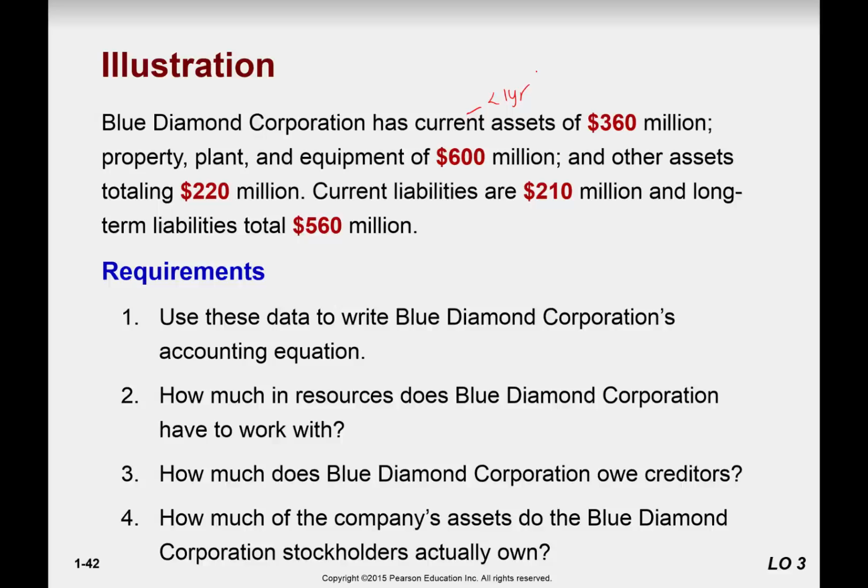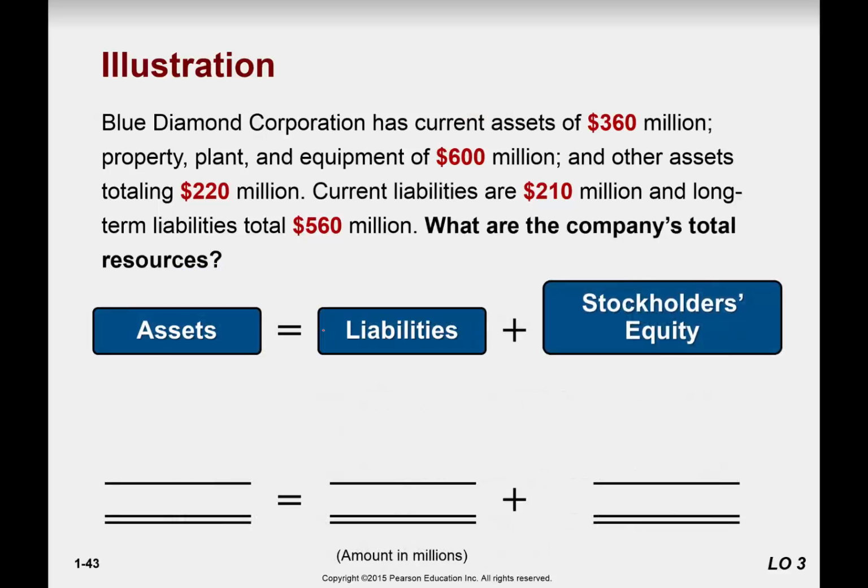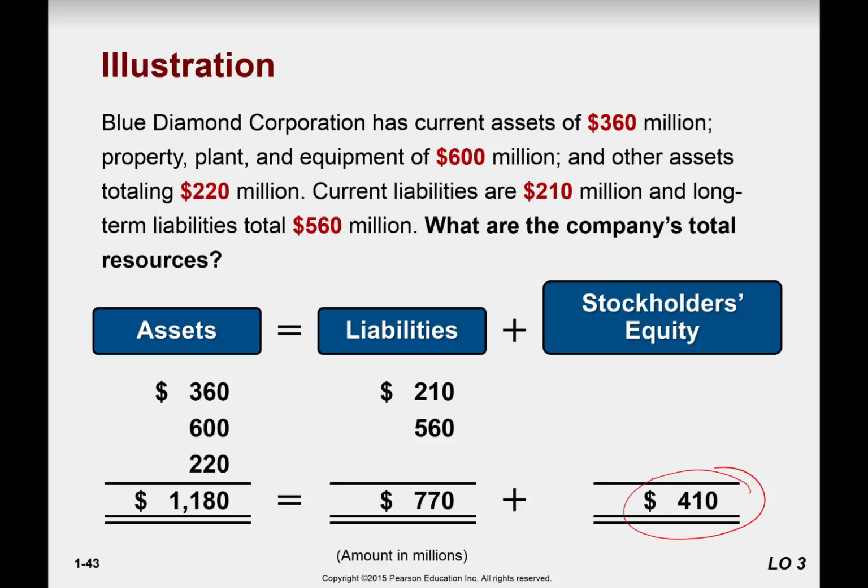So now as we use this data to write the accounting equation, we see assets equal liabilities, and we start adding those in the appropriate spots. And as we go through that, you will see how each one falls into place, and then we can solve for our stockholders' equity amount.